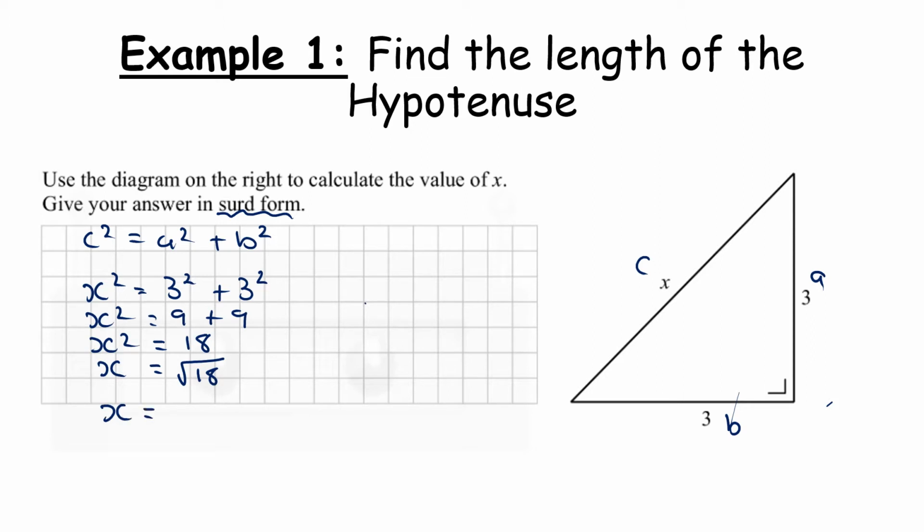Although the square root of 18 is in surd form, it's not in the simplest surd form. So we can simplify that even more, and we get 3 root 2. If they asked us to convert that or to give the answer to so many decimal places, that would easily be done from our calculators.